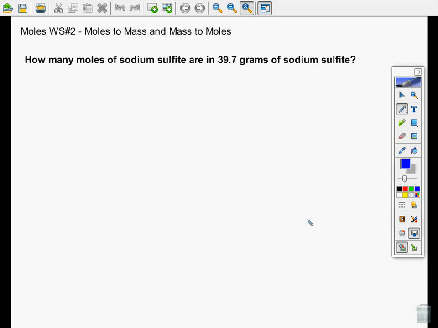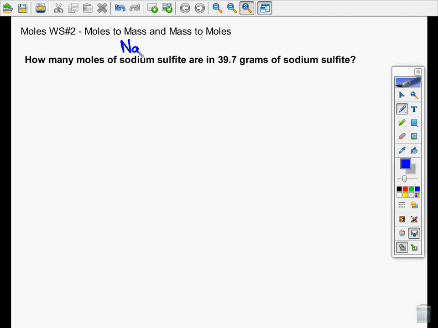We're looking at converting a mass to moles type problem. And it wants to know how many moles of sodium sulfite are in 39.7 grams of sodium sulfite. So the first thing we really need to do is figure out what we have here. This is an ionic compound.